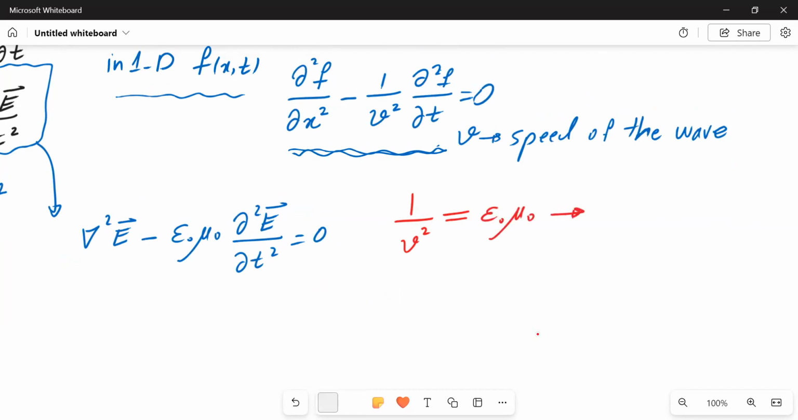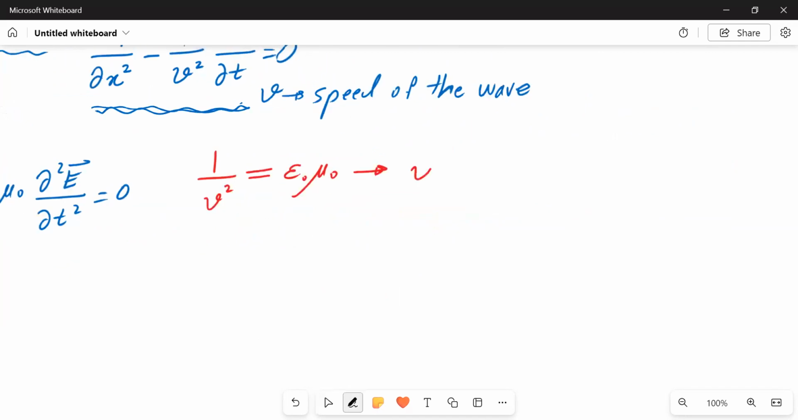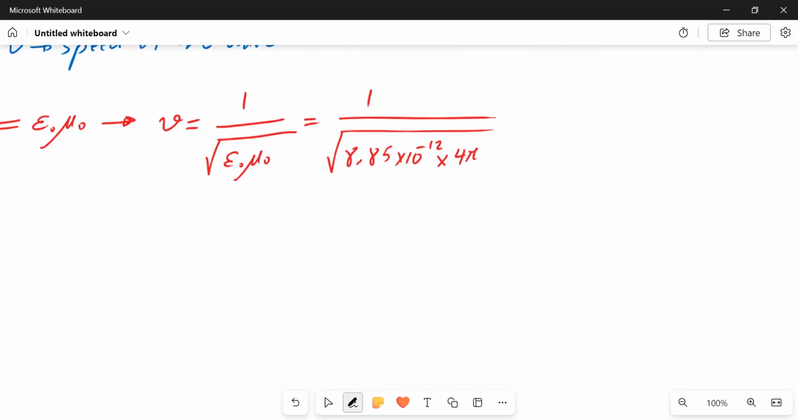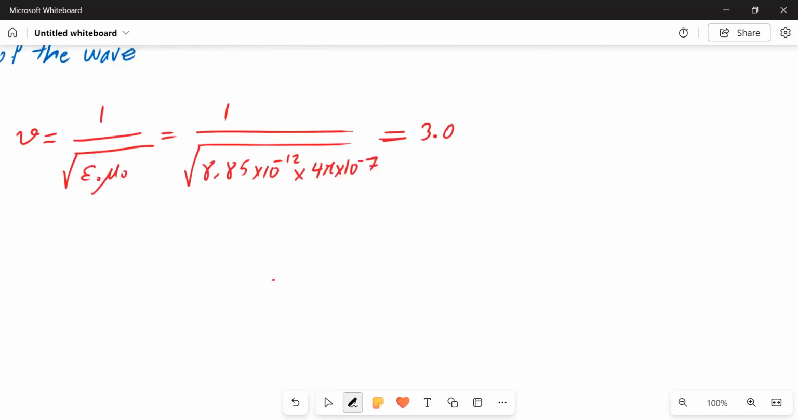If I were to calculate this in SI units, I would end up with 1 over the square root of epsilon naught mu naught. Plug in the numbers: 1 over the square root of 8.85 times 10 to the minus 12 times 4 pi times 10 to the minus 7. And it is remarkable that this turns out to be 3 times 10 to the 8 meters per second.